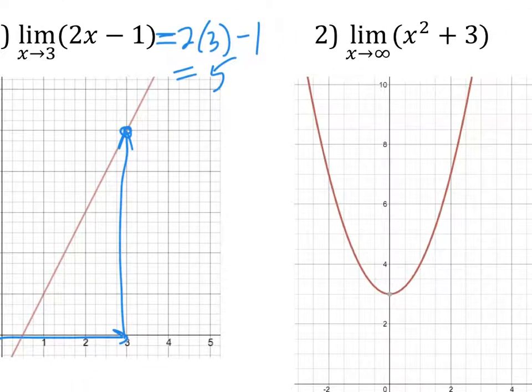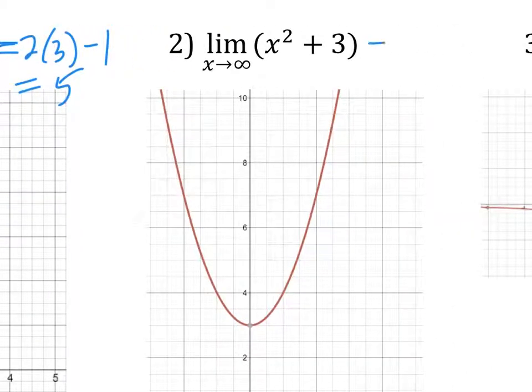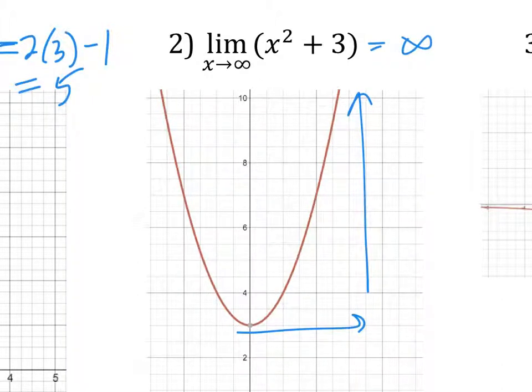Next one. Limit as x goes to infinity of x squared plus 3. When x is going to infinity, where is y going to? Positive infinity. So when x is trying to go to infinity, y is going all the way up, so that is infinity.